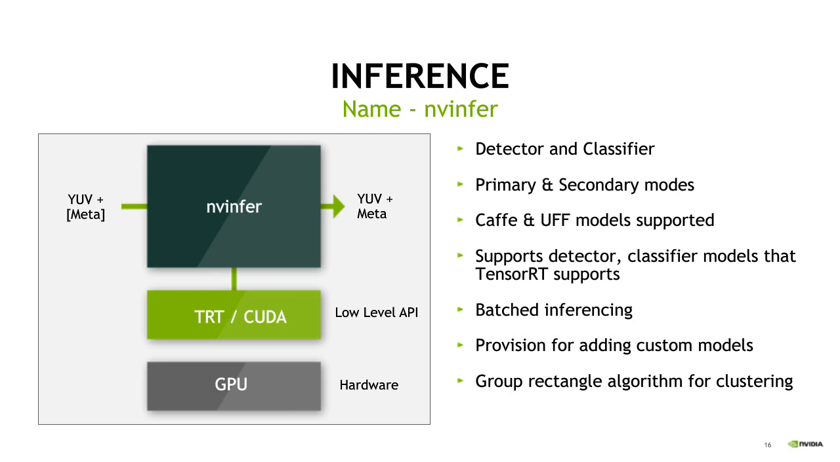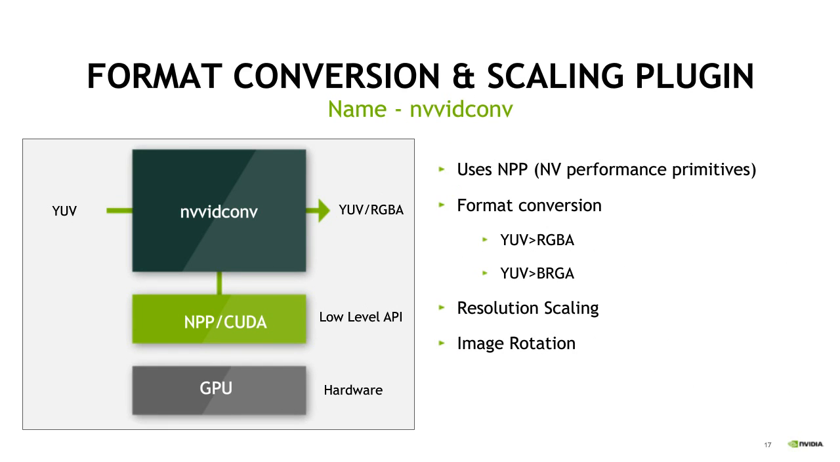We understand that some network models are tuned and optimized for data in a certain way. This could be video in YUV or RGB format or specific resolution. So this plugin was developed to handle format conversion, resolution scaling, and image rotation.